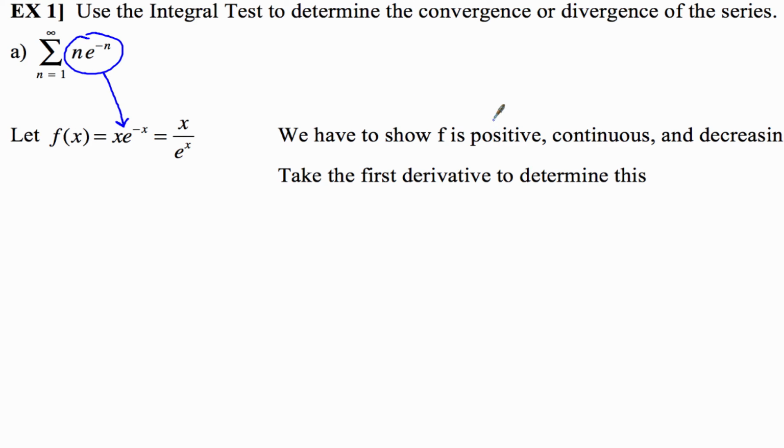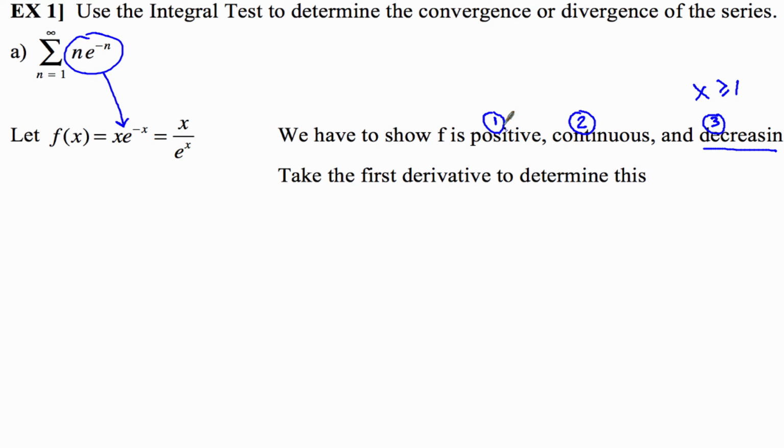Now, for the integral test, you're going to have to show three things. First, that f is positive. Then you're going to have to show f is continuous. And the third thing you're going to have to show is that it's decreasing, for all x's greater than or equal to 1. Now this first derivative test is going to help us out with the decreasing part.